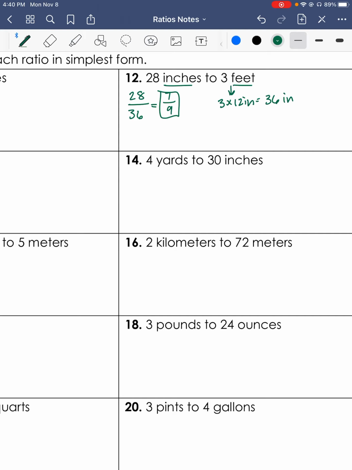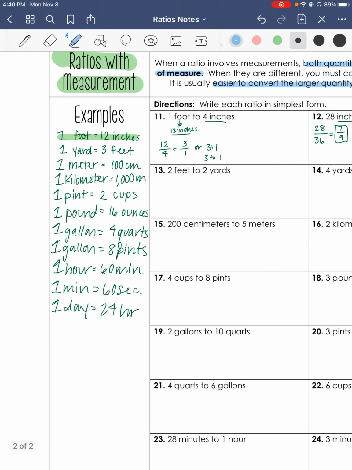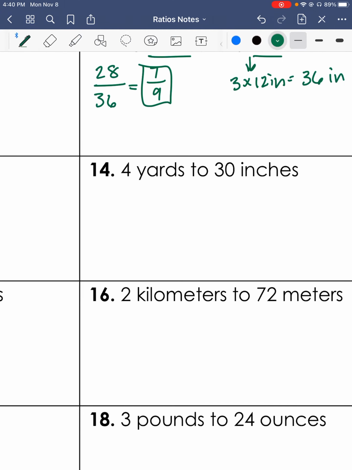So for yards, every yard is 3 feet. Okay, so let's convert the yards to feet first. So 4 yards, if every 1 yard is 3 feet, we need to multiply 4 yards times 3 feet, and that will give us 12 feet. Okay, and then we need to go from feet to inches, so we have 12 feet times 12 inches, which is equal to 144 inches.